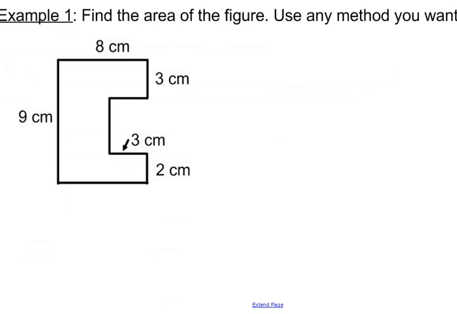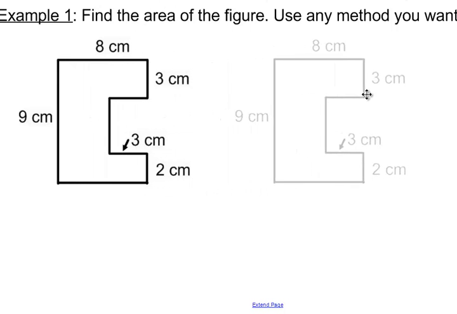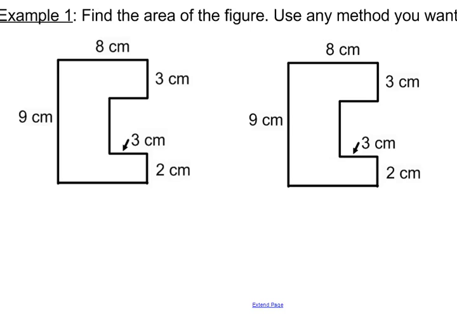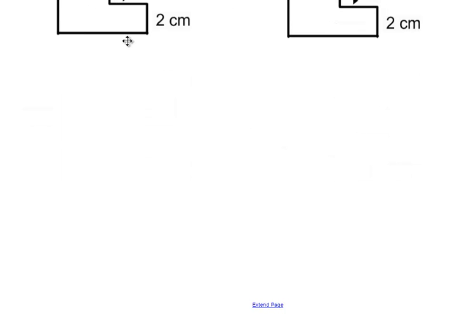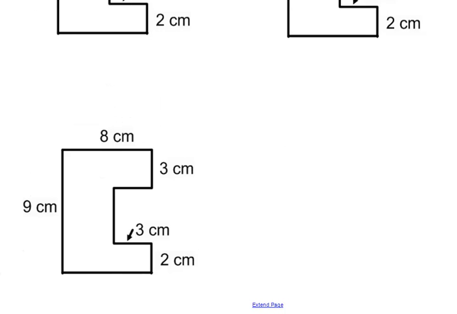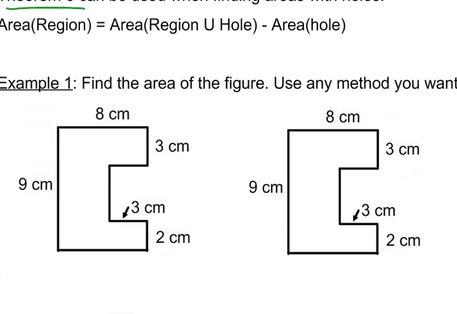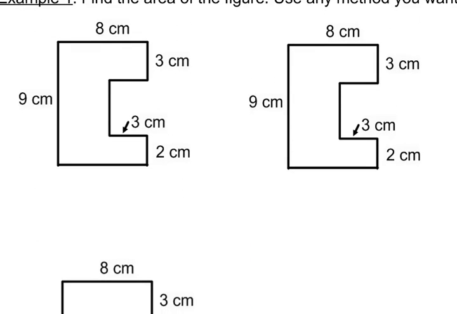Okay, our first example is we're going to find the area of the figure. Use any method we want. So there's numerous ways of doing it. I'm going to show you 3 different ways of doing it. So I'm going to break this apart into 3 different pictures. There we go. Alright, let's talk about the first way. First way, what you could do is you could simply break it apart into 3 rectangles this way.